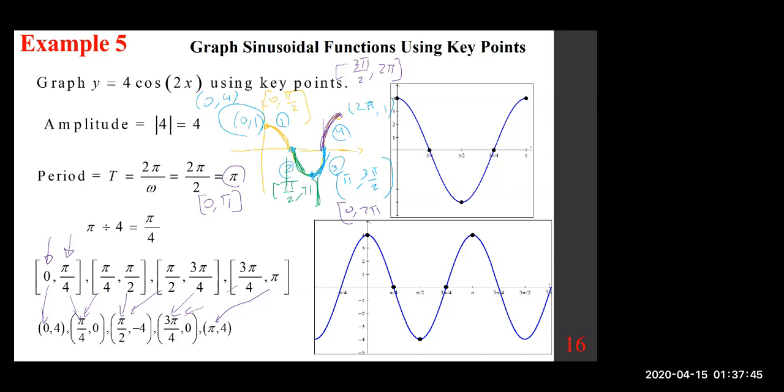So this is the method of using the key points. So what is the method? Very simple. Find the amplitude. Find the period of the function. Cut that into 4 equal parts. Write the end points for each subinterval. Connect them as an arc, and you're done.